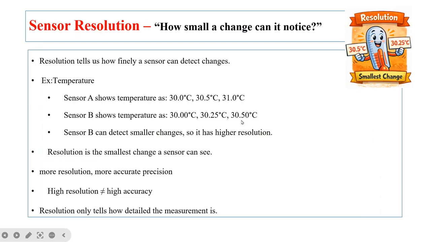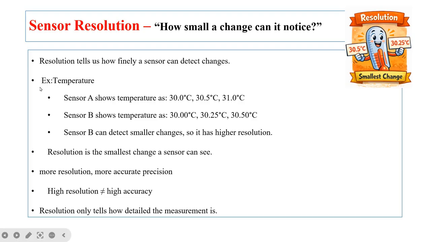Now we'll first see what sensor resolution is. Sensor resolution is the smallest change in the measurable quantity that a sensor can detect. The resolution tells us how finely a sensor can detect changes, that is, how small a change it can notice.